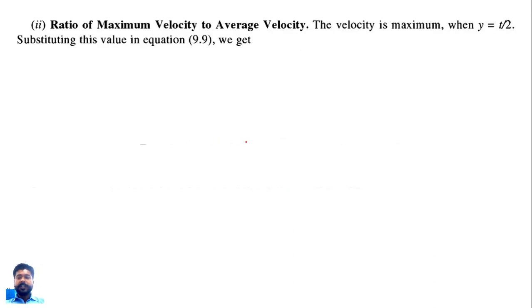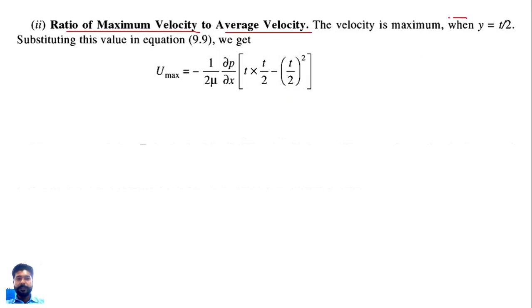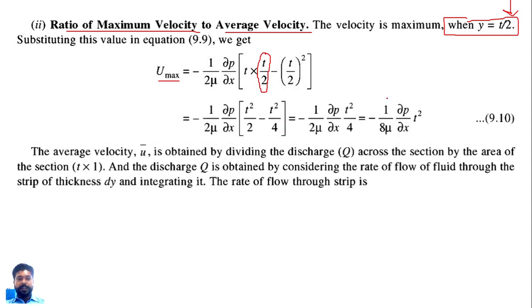Okay, so now let us find the next term, that is the ratio of maximum velocity to average velocity. As we know, the maximum velocity is at a distance of y equal to t by 2, which means the center of the two plates. So u max is negative of 1 upon 2 mu, del p upon del x. Over here we put the value of y, that is t by 2. After the simplification, you get u max as negative of 1 upon 8 mu, del p upon del x, t square.